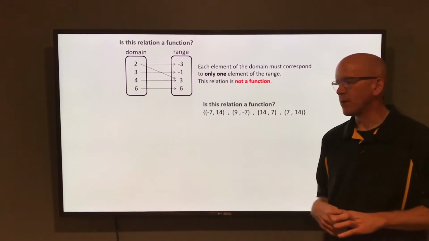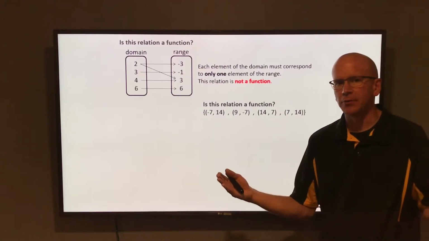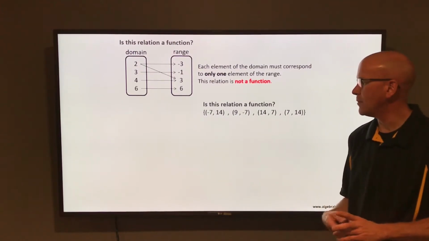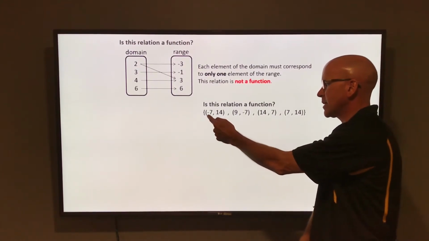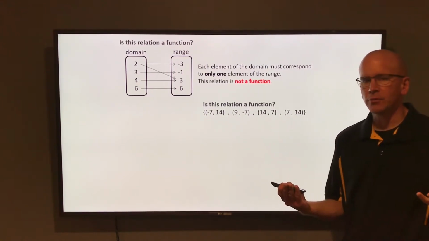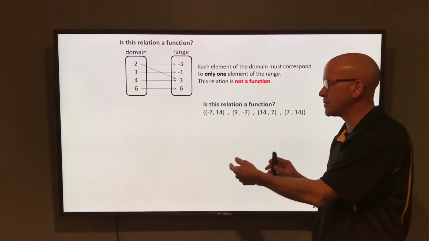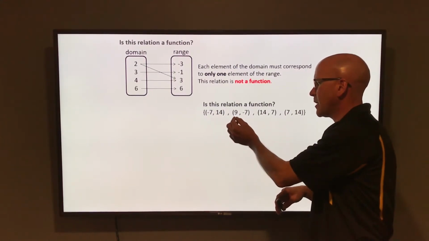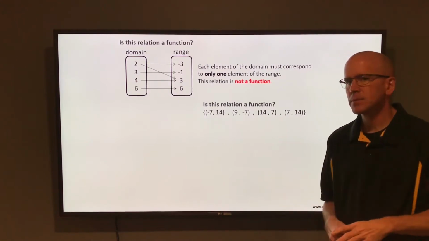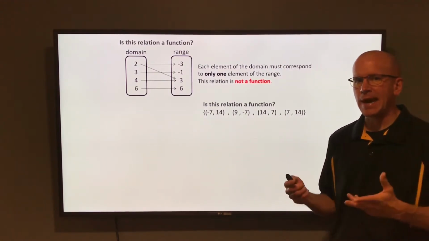Is this relation a function? Does each x value match up with or point to or correspond to exactly one y value? Well, if you look at the x values, you have x values of -7, 9, 14, and 7. None of those repeat. So looking at this relation, this set of coordinates, none of those x values are the same. So each of those x values is matching up with or pointing to exactly one y value.